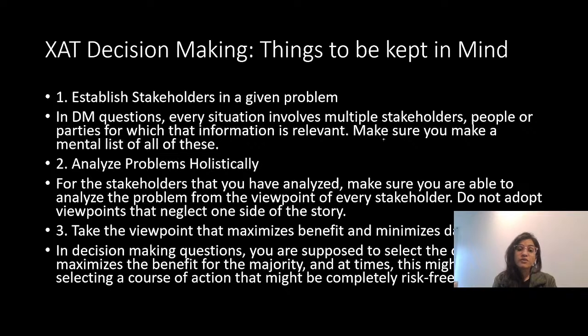So in decision-making questions, every situation involves multiple stakeholders, people or parties for which that information is relevant. Make sure you make a mental list of all of these, right? There are a lot of stakeholders involved. For which part is it important? Is it relevant? That is something you should make sure of. So whatever characters, whatever main things are involved in the passage, that should definitely be taken care of specifically.